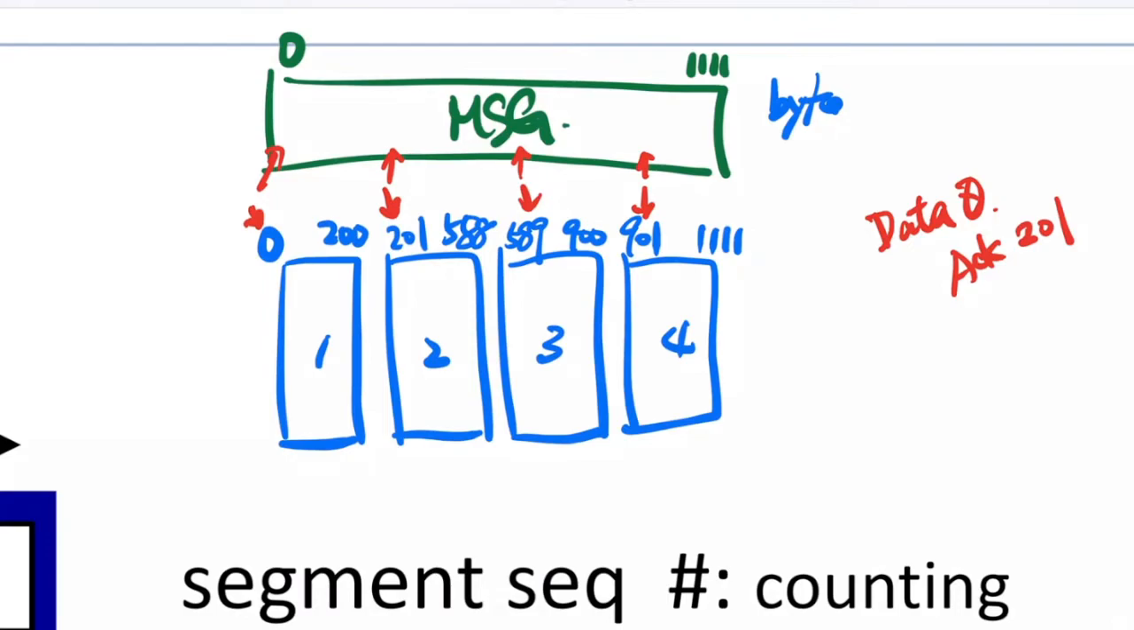Okay, and next time when the sender sends the second segment, the data will be data 201, which corresponds to the expected number. But when the receiver receives the second segment and sends ACK back, the next expected number will be 589, because it means I already received all the bytes before 589, and my next expected data will start from 589. Okay, and so on and so forth.